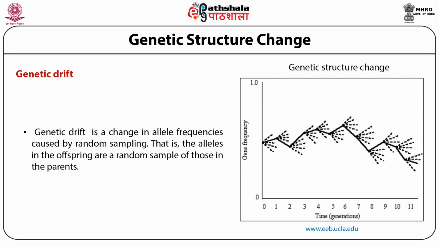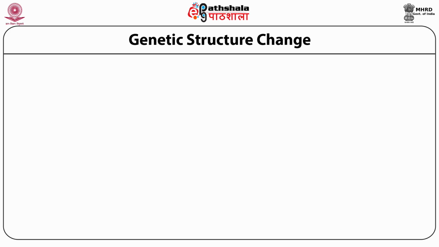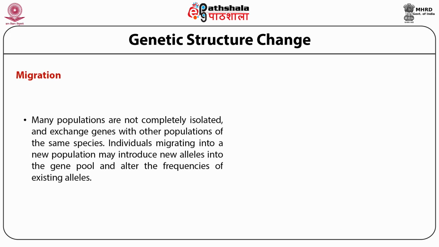Genetic drift is a change in allele frequencies caused by random sampling, that is, the alleles in the offspring are a random sample of those in the parents. The fourth agent of change in genetic structure is migration.